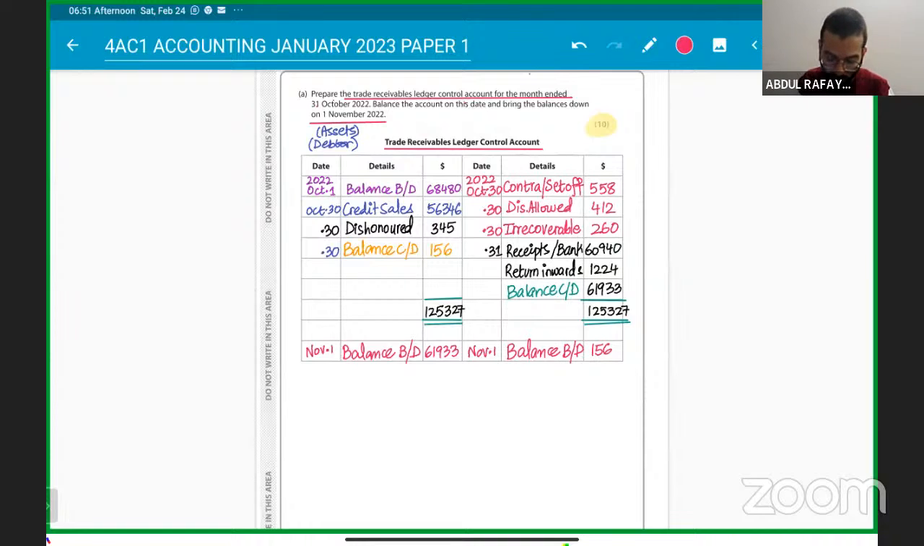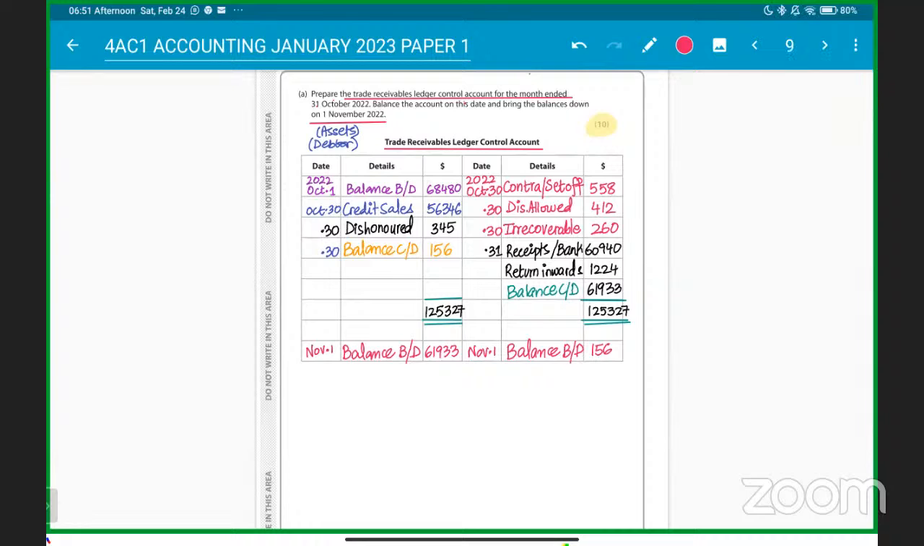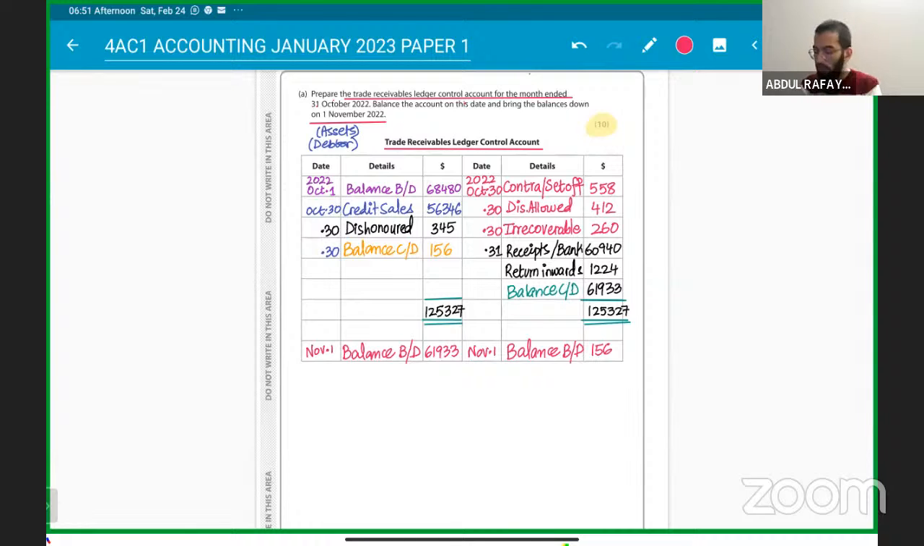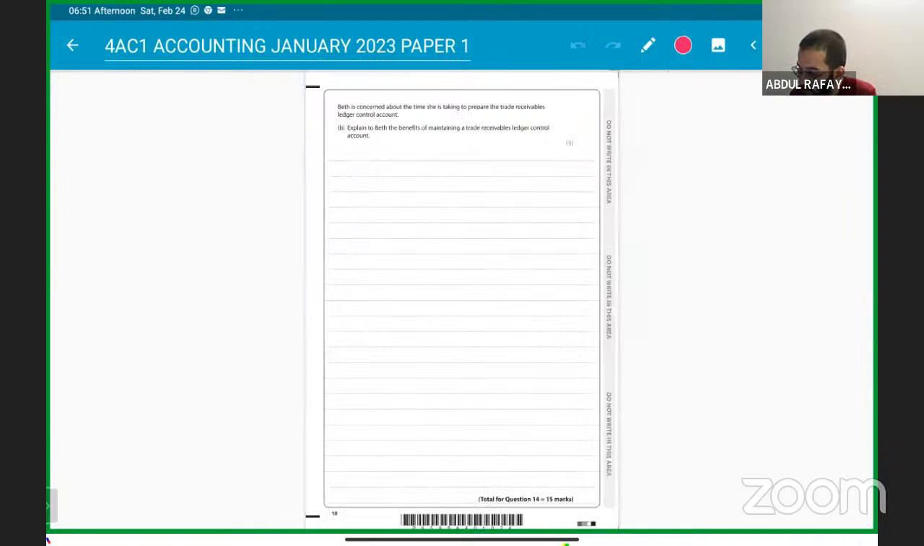You can have a look at it, take a screenshot, and try to work it out. Understood? Is this clear? Got it? Sure about it?